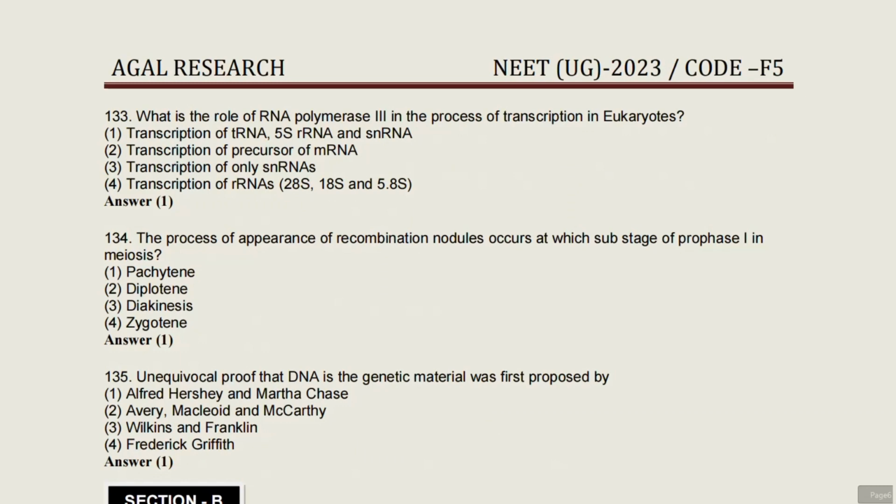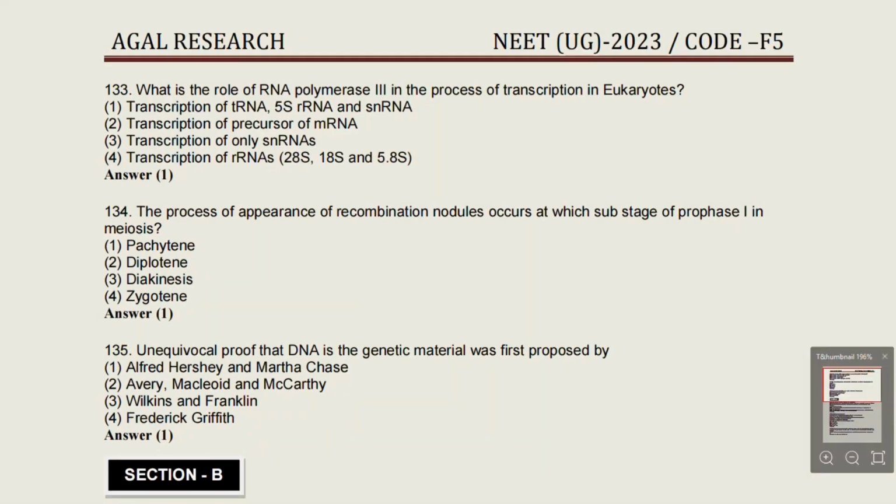So the next one is, what is the role of RNA polymerase 3 in the process of transcription in eukaryotes? So the answer is option first, transcription of tRNA, 5S rRNA and snRNA. And this question is taken from Unit 7, Genetics and Evolution, Chapter 5, Molecular Basis of Inheritance.